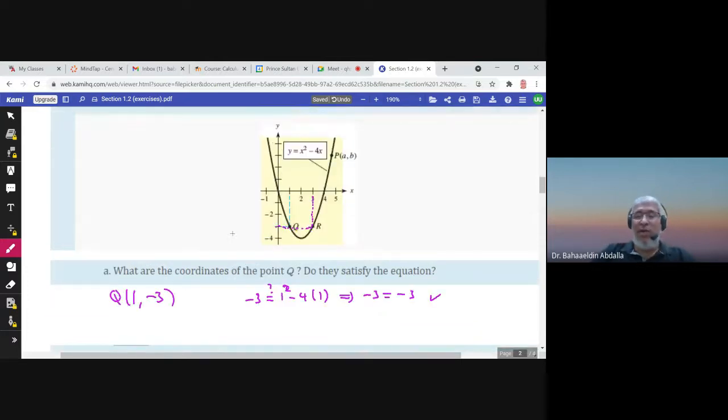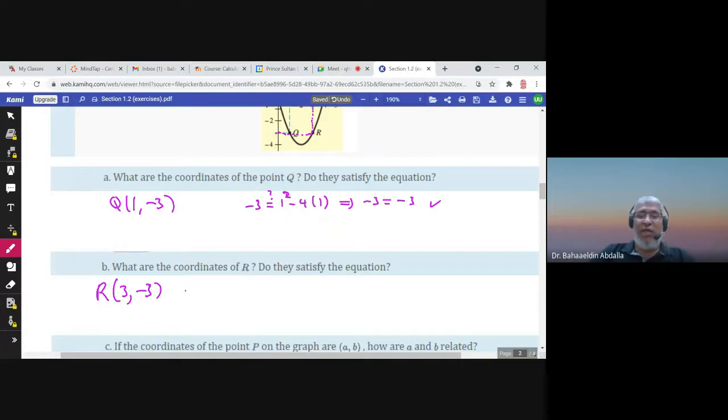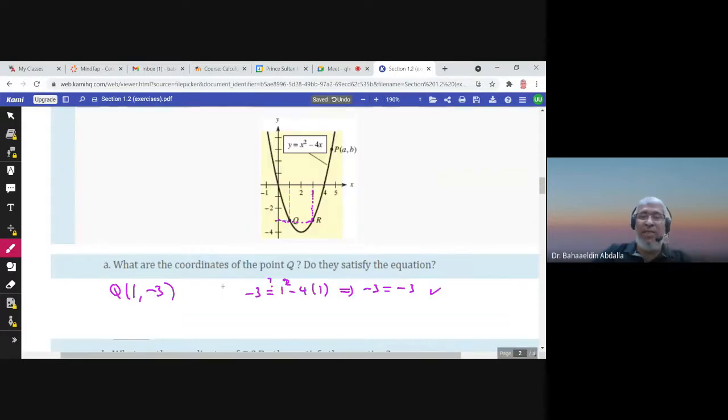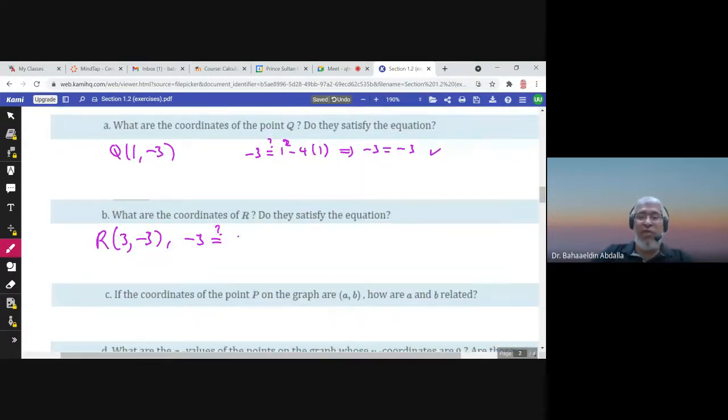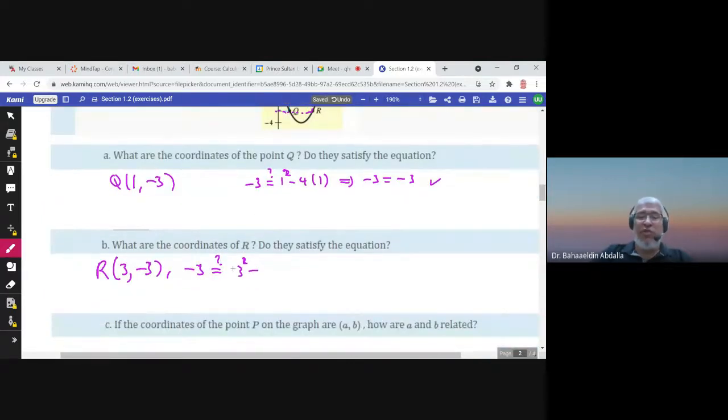Yes, they must, because R is also a point on the parabola. But let us check. y is negative 3. Is it equal to x squared minus 4x? Now 3 squared minus 4 times 3, which is x. Now 3 squared is 9 minus 12, and 9 minus 12 is negative 3. So negative 3 equals negative 3. So it satisfies the equation.